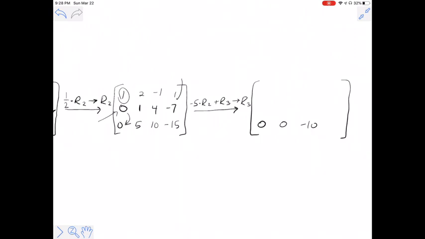And then negative 5 times that entry is 35. And then 35 plus negative 15 is 20. And this row operation only affected row 3, so every other row stays the same.